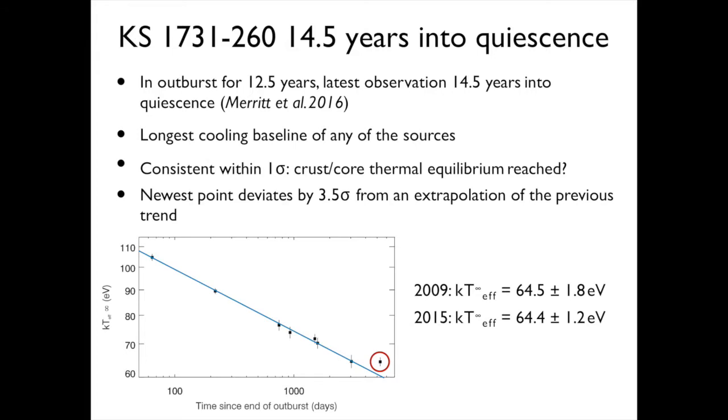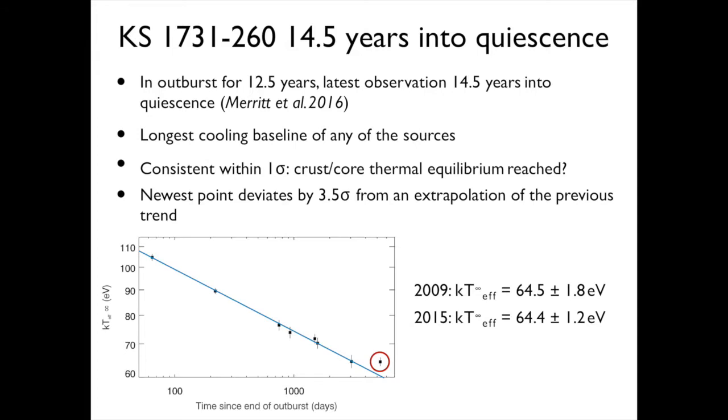So this is talking about KS 1731. A couple of years ago, we got one more Chandra observation of this object. We've now been looking at it 14.5 years since it went into quiescence. Up until that point, again, this is temperature versus time, it had been cooling nicely following a power law. And this blue line just shows you the fit to the earlier data. And you see we expect it to keep on going down. And our latest observation here, taken 14.5 years into quiescence, showed that it had remained exactly the same temperature.